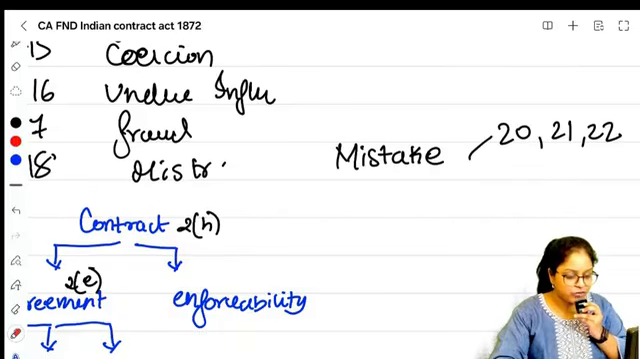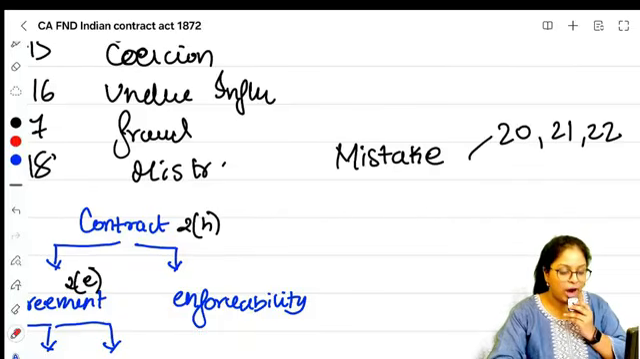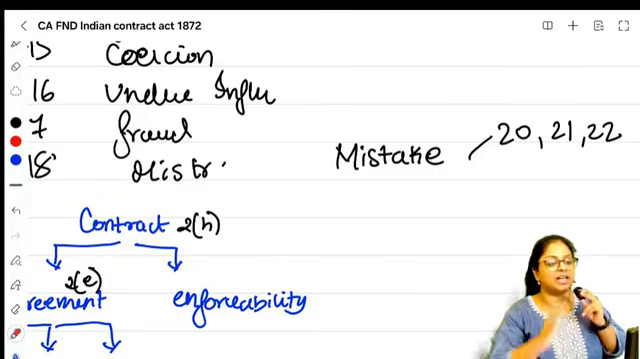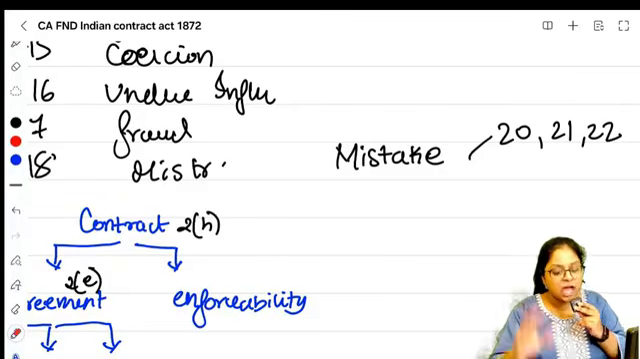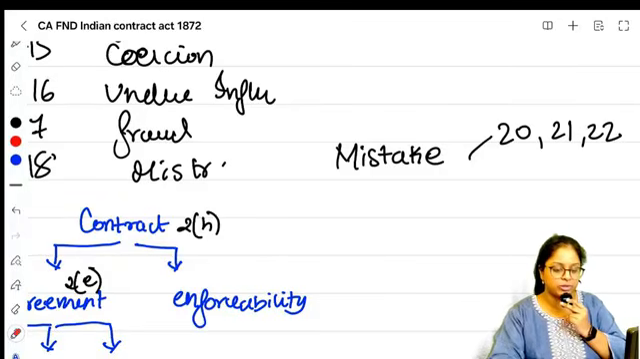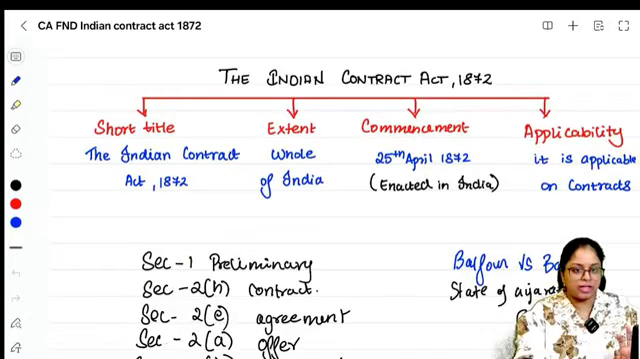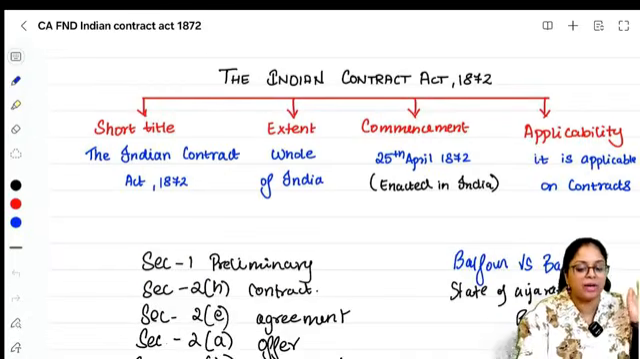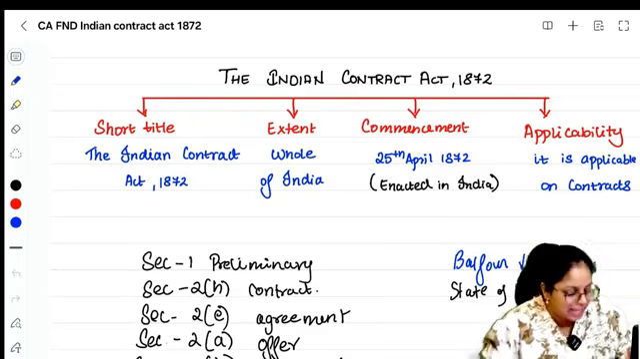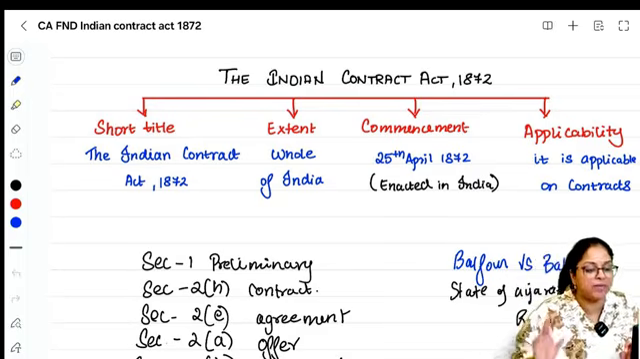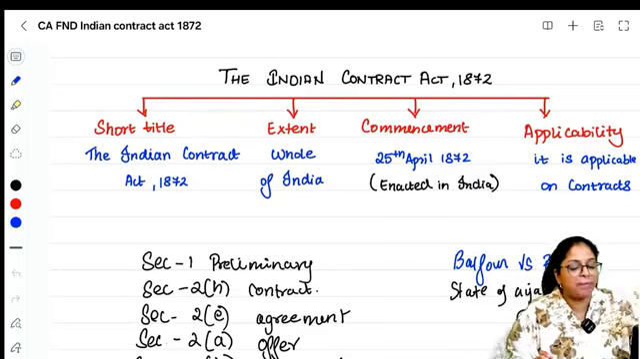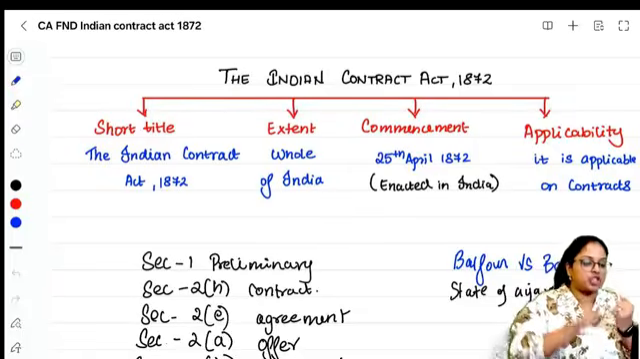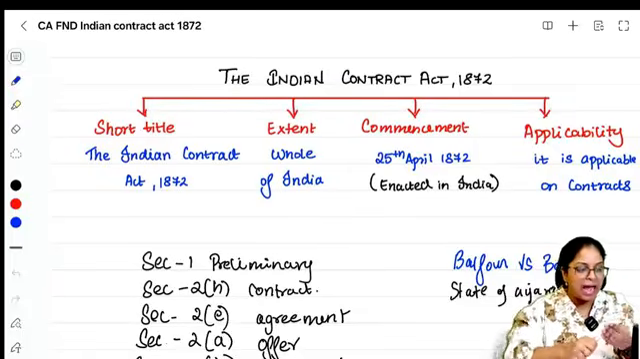Right? So this was our first part of unit number 1 of the Indian Contract Act. We still have the last part, that is offer and acceptance, which we will do in the next session. So let's quickly start with the revision of our unit number 1 till what we completed yesterday. We started with section number 1. Section number 1 of this chapter talks about what? Short title, extent, commencement and applicability.